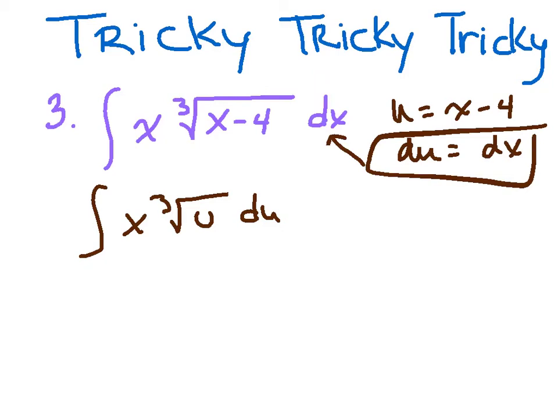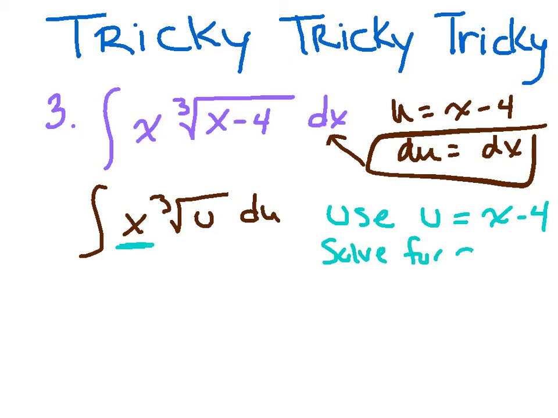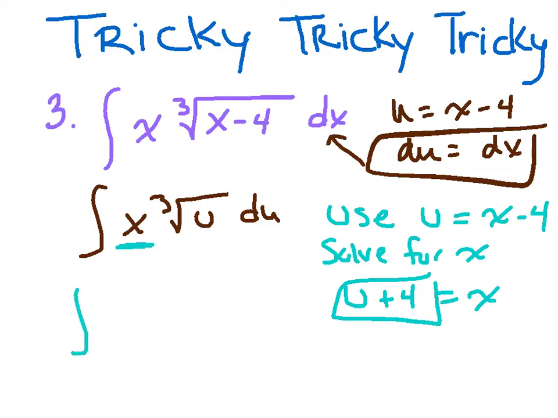Here's the tricky step. We got to get rid of this x somehow. So what we're going to do is we're going to go back and we're going to use your u equation. So let's go ahead and write down u equals x minus 4, and we're actually going to solve for x. So I'm going to add over the 4, I get u plus 4 equals x. And I've got to kind of do like a double substitution. I'm going to put this in place of x here. So I'm integrating u plus 4 cubed root of u du.